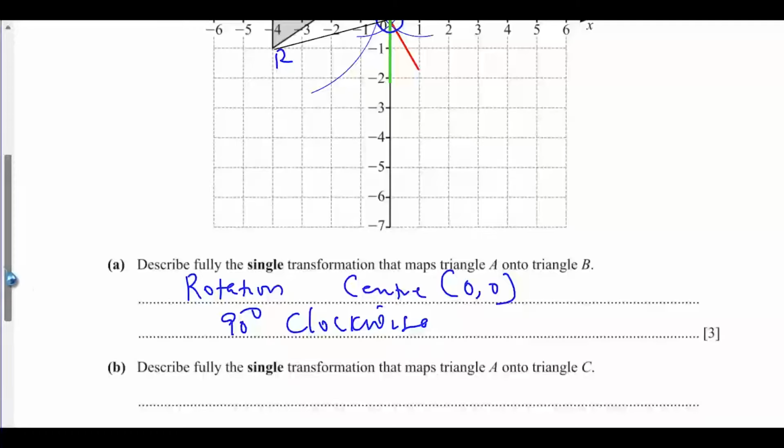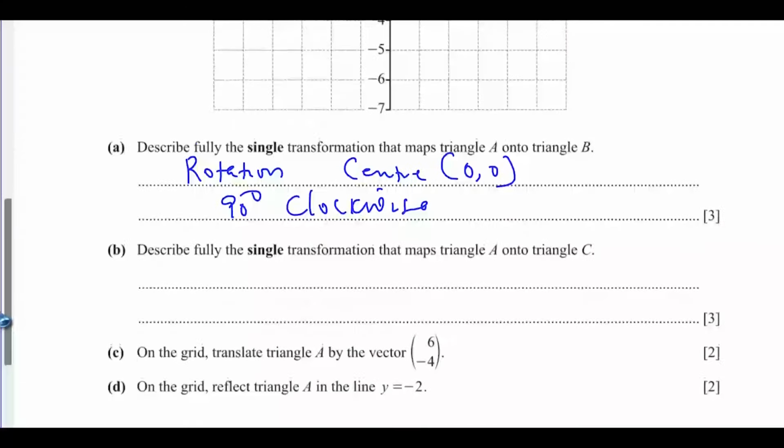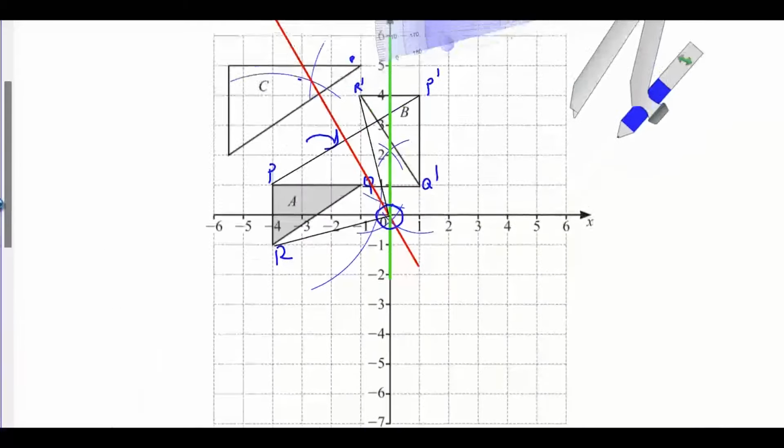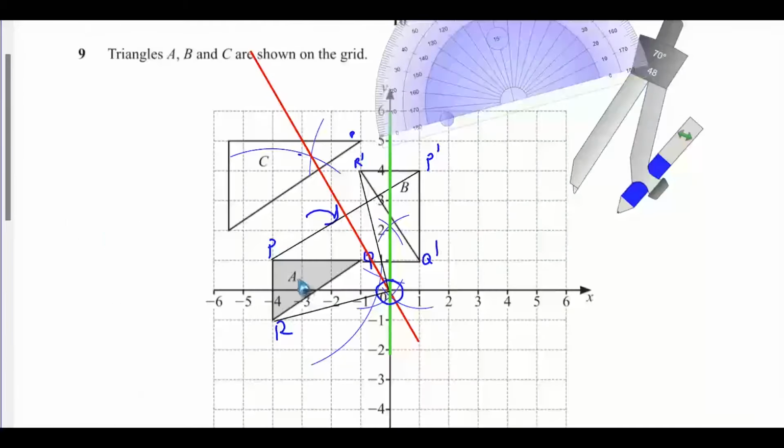Part B, describe fully the single transformation that maps triangle A to C. A to C, so if this is P, this will be P prime prime. If this is R, this will be R prime prime. This is Q, this will be Q prime prime. So you can see that it is enlargement as it becomes bigger.